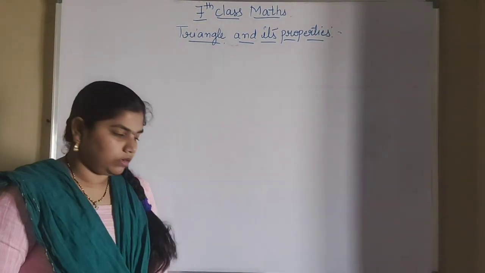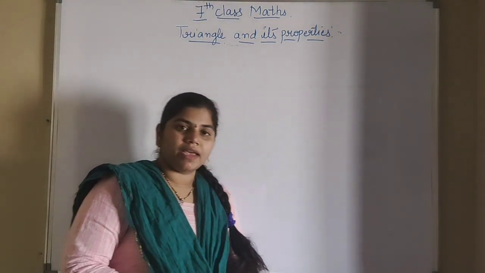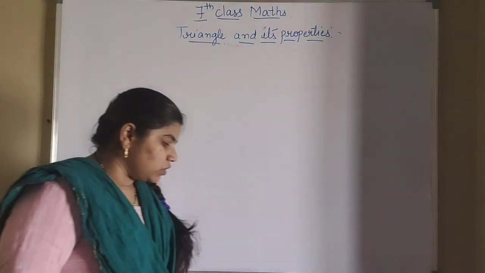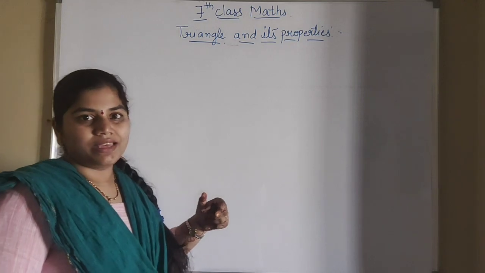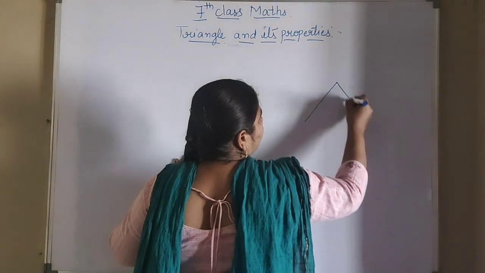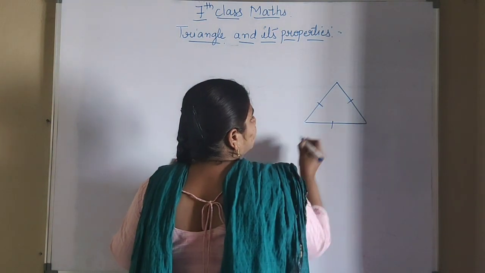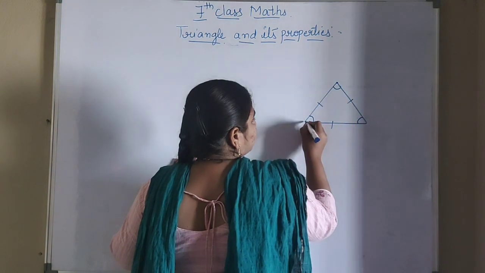Good morning, everyone. So, already in last class we have started triangle and its properties, chapter number 5. In this, I have already told you the introduction also. We have learned about the triangle and how many different parts are there in this triangle. In this triangle you are having 3 sides and 3 angles and you are having 3 vertices also.